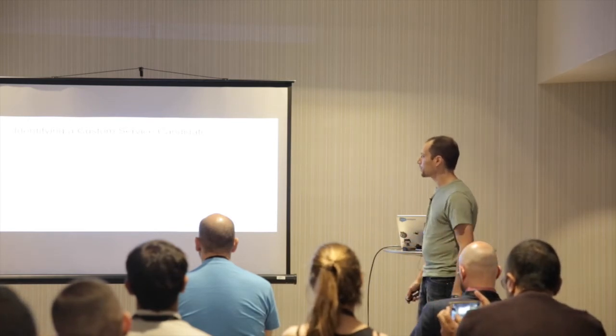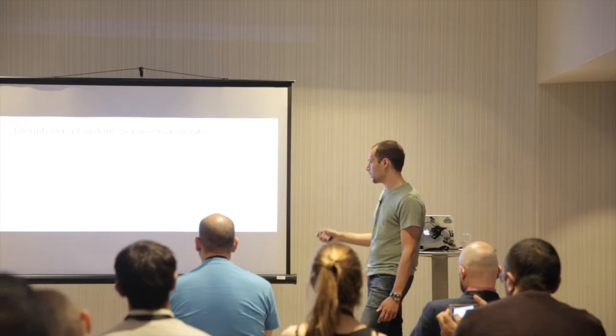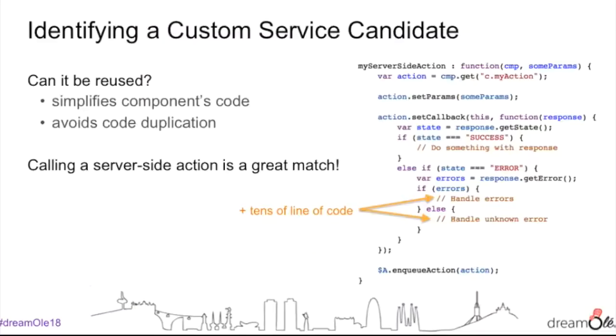Now, you have probably all seen and written this block of code hundreds of times when you're developing Lightning. This is how you call a server-side action. I just took the sample that is provided in the documentation, and I even trimmed it a bit because I removed the error handling, which actually is very tricky. If you want to do it really properly, you have tens of lines of code to do proper error handling. So this is a very good match, because this is the kind of code you're writing over and over again, polluting basically all of your components because it's always the same.